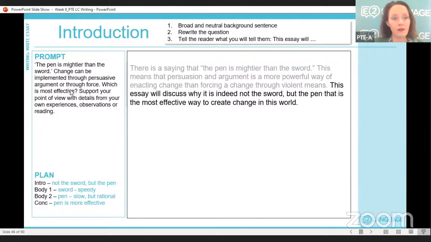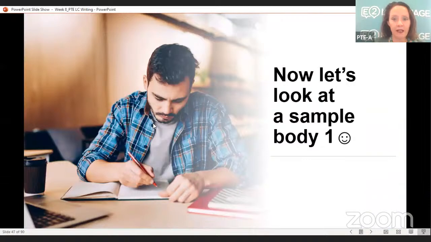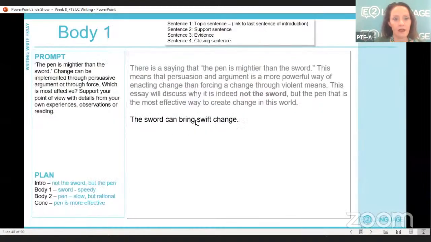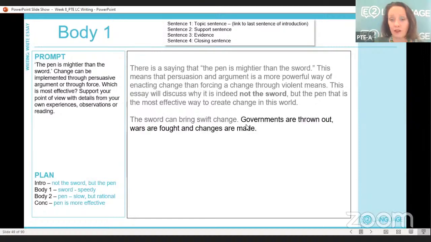So I guess that means most effective at getting something done, getting something achieved. And let's look at body one. So the sword can bring swift change. So just like the person said with the Facebook or social media, it can happen very instantly. Governments are thrown out. Wars. Sorry, this is violence. This is the opposite. The sword can bring swift change. Governments are thrown out. Wars are fought, and changes are made.